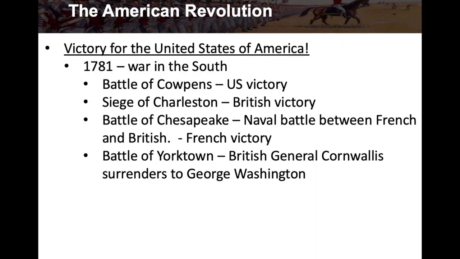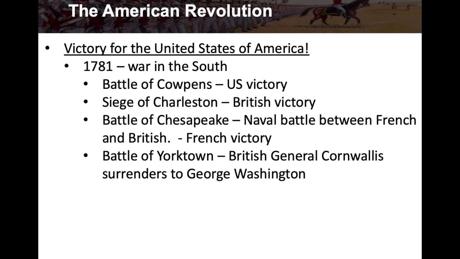All right, so continuing on with the timeline, 1781, there's war in the South, and there's a couple of battles there. The Battle of Cowpens, which was a U.S. victory. A Siege of Charleston, which was a British victory. The Battle of the Chesapeake was a naval battle between the French and the British. The warships came alongside each other and shot each other up pretty good with their cannon, and that was a French victory.